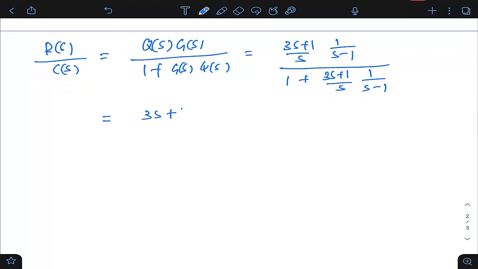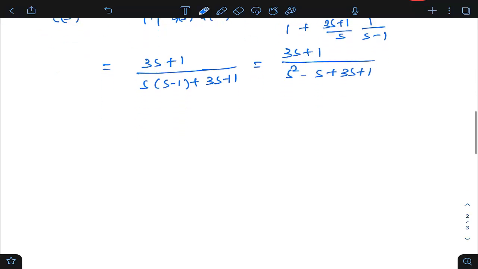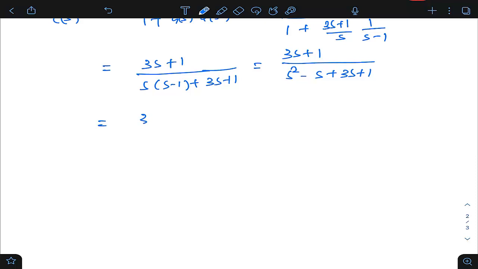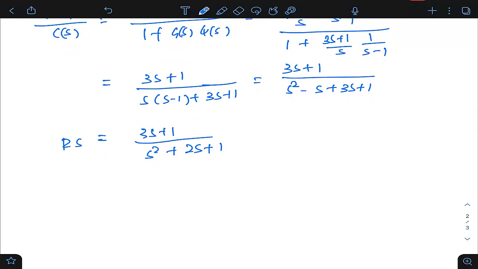If I do that, you get 3S plus 1 in the numerator, and here you get S into (S minus 1) plus 3S plus 1. Now again, if you simplify this, this is S square minus S plus 3S plus 1. So this happens to be (3S plus 1) divided by (S square plus 2S plus 1). This is your R of S by C of S.